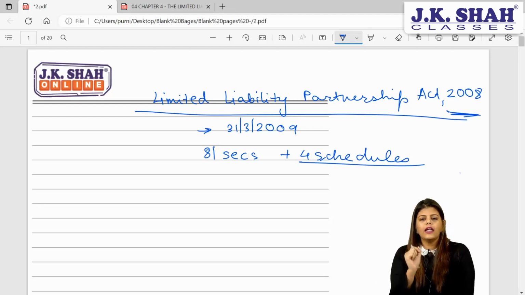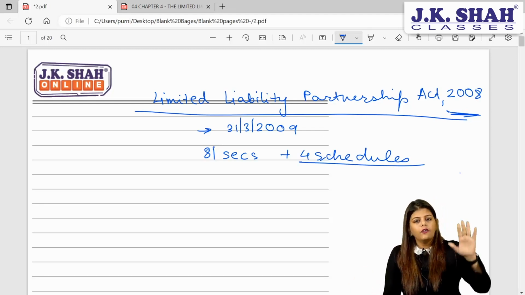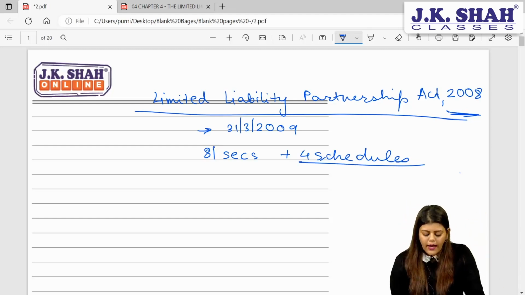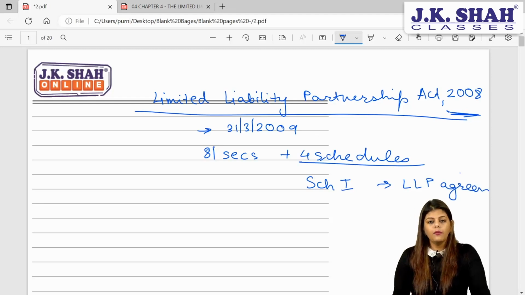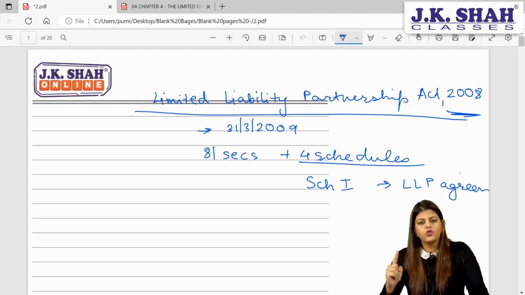Same case, even LLP Act is very chilled out. So, LLP Act says, if you have an LLP agreement, okay. But if you don't have an LLP agreement, you have to follow the rules given in Schedule 1. So, Schedule 1 is regarding LLP agreement. But if you choose to have an LLP agreement, it should be in writing only and it should be registered with ROC.